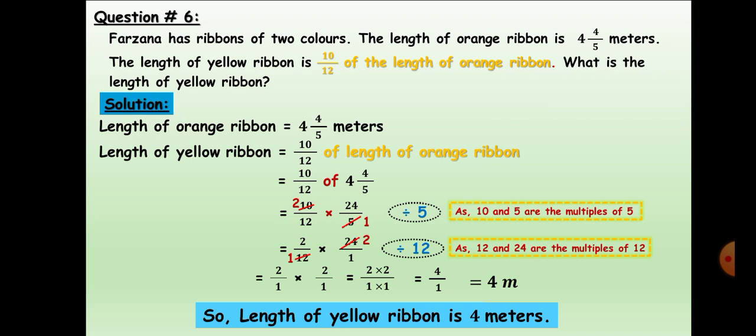So here 10 and 5 are divided by 5. Let's divide them. I'm going to get 2 over 12 and 24 over 1. Then here 12 and 24 are divided by 12. So let's divide them. I'm going to get 2 over 1 multiplied by 2 over 1. Then multiply numerator with numerator, denominator with denominator. I'm going to get 4 over 1. That means 4 meters. So the total length of the yellow ribbon is 4 meters.